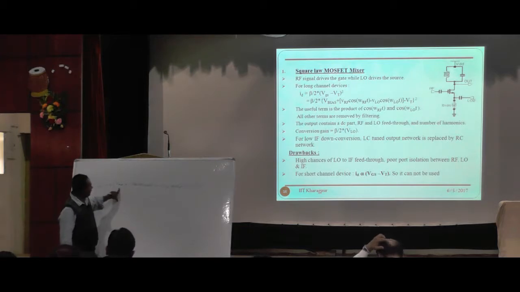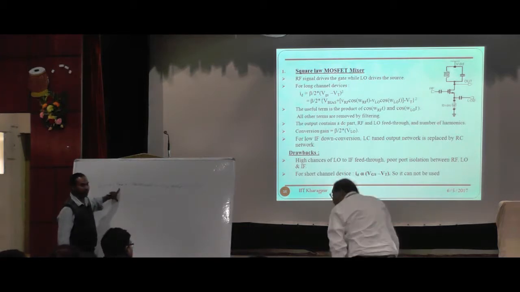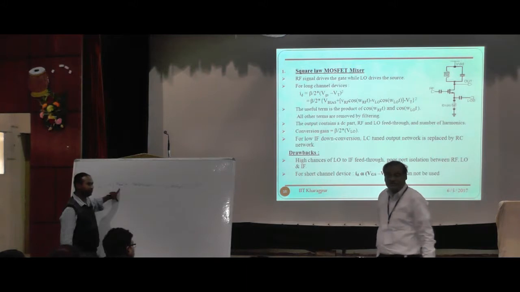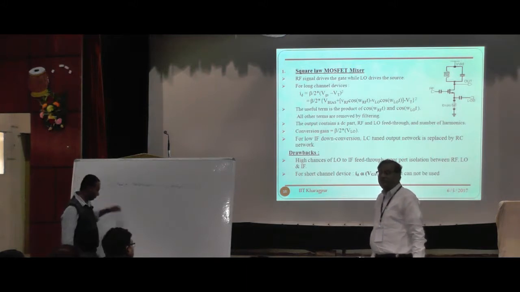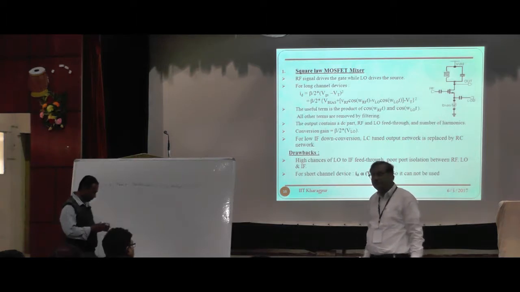What do you find? He is giving a very important trick you try to avoid. Because all your technology is 65 nanometer or 90 nanometer, even 180 nanometer. Why is he saying that square law will not work? Because of the short channel effects.